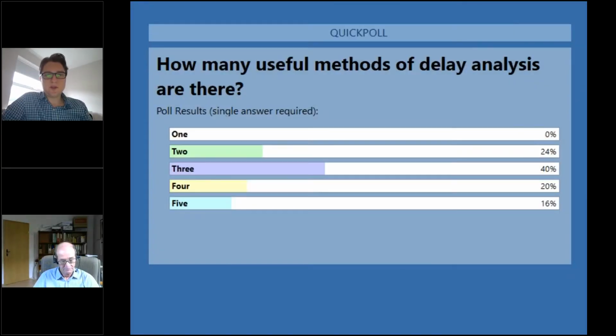See, we have some results coming. And we've gone for, okay, 3, 40%, 24, 2%. Nobody thinks it's 1. That's interesting. And then a split between 4 or 5. It's a debatable question, I think. Useful is the word in that question that is open to substantial discussion, I think.